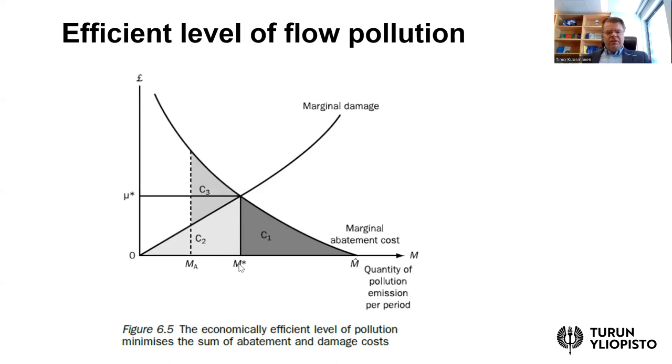societal benefit. So in some sense, what we want to maximize, perhaps this title of the figure is somewhat misleading. So it's kind of highlighting that we want to minimize the sum of abatement cost and sum of damage cost. So the sum of abatement cost is this C1, and sum of damage cost is this C2. But in some sense, what we want to actually maximize is this area below this marginal abatement cost curve and above the marginal damage cost curve. And from this graphical point of view, this M asterisk is then maximizing that area.